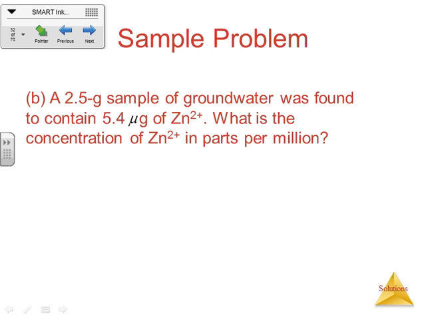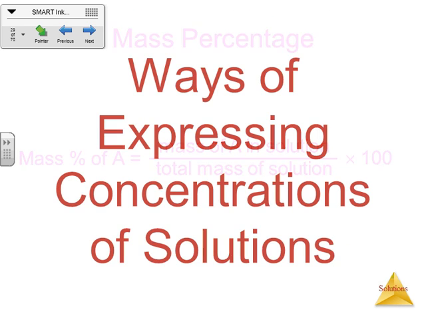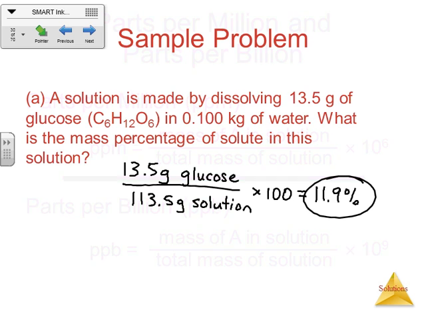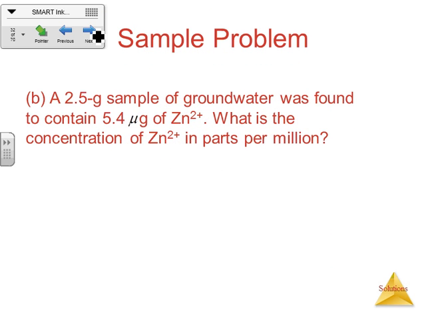Okay, so we've got a 2.5 gram sample of groundwater, and we've got 5.4 micrograms of zinc. So if we go back to the parts per million here, which is what they want. You take the mass of whatever we're looking at divided by the total mass of the solution, and then you just multiply it by 10 to the 6th instead of multiplying by 100, and that'll give you parts per million. Okay? So it's very much like the mass percentage calculation.